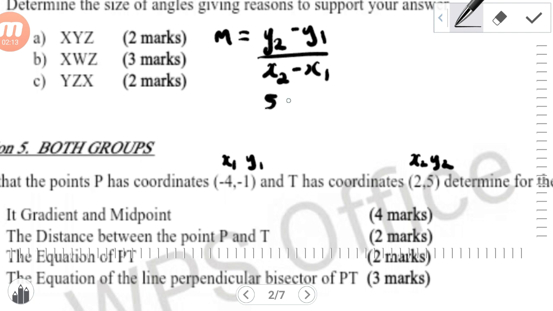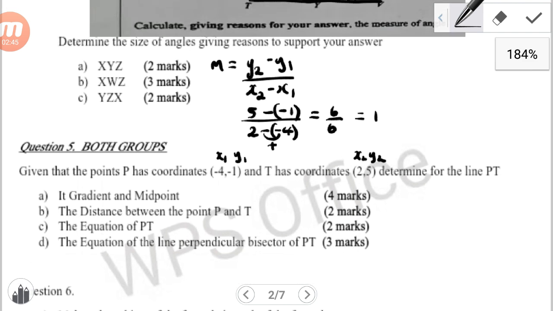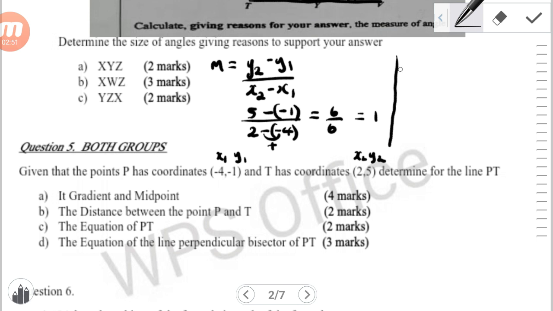y2 is 5. Take away y1, which is -1, so that's 5 take away -1, divided by x2, which is 2, take away x1, which is -4. This seems to be a really nice gradient here. 5 negative times negative is positive, 5 plus 1 is 6. 2 negative times negative is positive, 2 plus 4 is 6. So we end up with a really nice gradient of 1. All right, so our gradient value here is 1. Really nice, easy. 2 marks here.